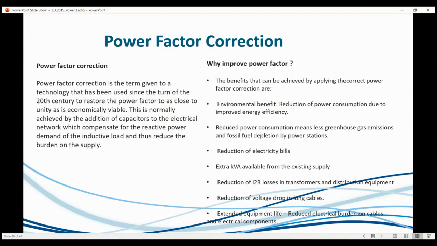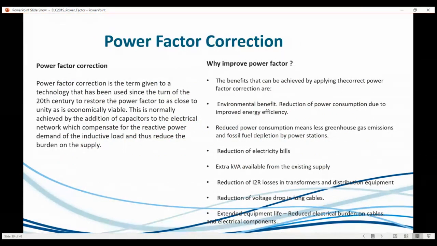Reading over here, it says power factor correction is a term given to a technology that has been used since the turn of the 20th century, and it's basically to restore the power factor close to unity as economically viable. This is normally achieved by the addition of capacitors to the electrical network, which compensate for the reactive power.